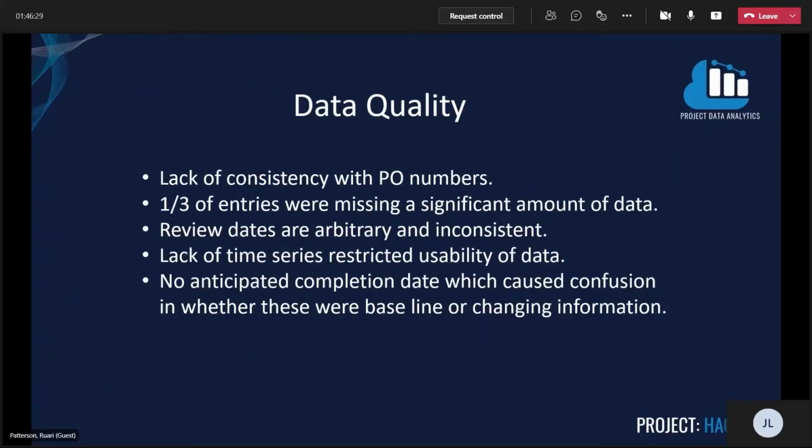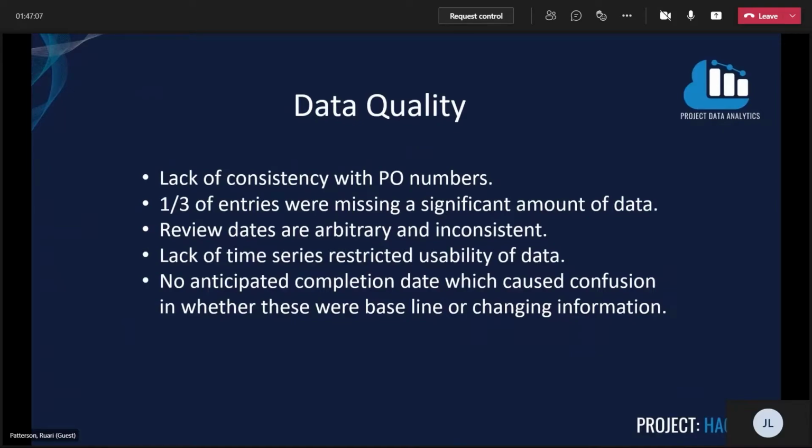So when cleaning the data, we identified a few problems with the data quality. There seemed to be a lack of consistency with some of the fields, and in particular PO numbers, and also having numerous projects under the same PO for certain lines. We also found that a third of entries for some fields were missing data, specifically in the actuals and budgeted hours, which made it very difficult to do analysis on these data points. We also felt that looking through the review dates of certain projects, these reviews were happening at inconsistent time periods, and some hadn't been reviewed at all.